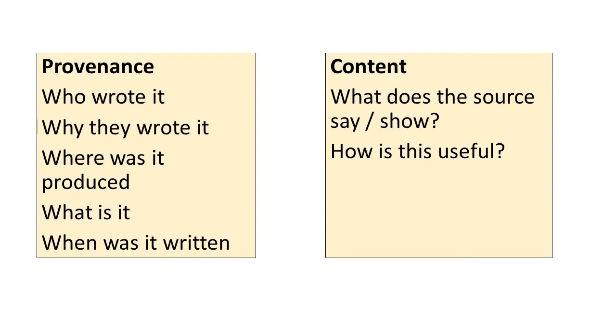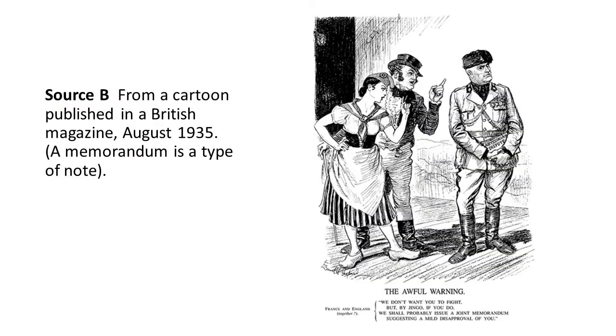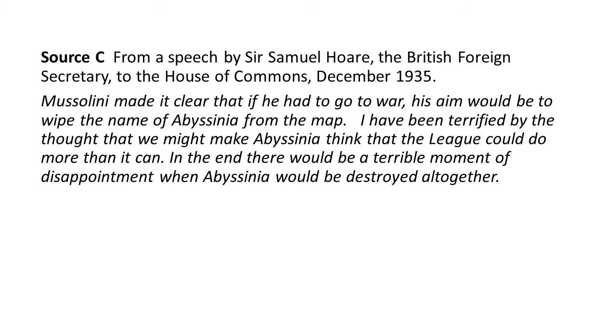So we need to start looking at a question for us to see how this answer would develop. And the source that we've got in front of us now, source B, is from a cartoon published in a British magazine in August 1935. I'm going to give you a couple of moments quickly to take that in. We've got 2 figures pointing at another figure, and we've got a warning at the bottom, the awful warning. So that's source B, and it's taken from a British magazine in August 1935.